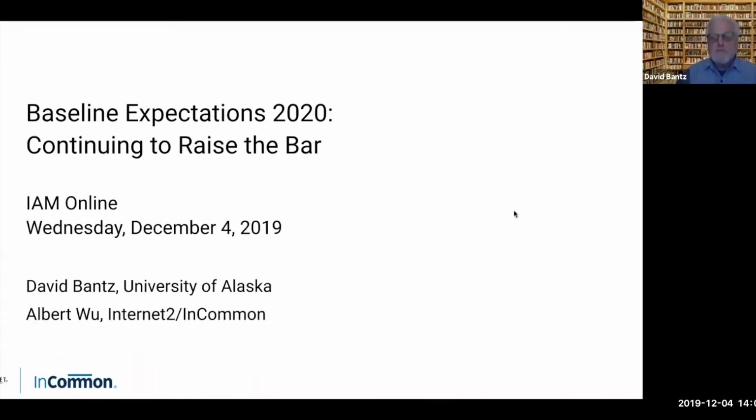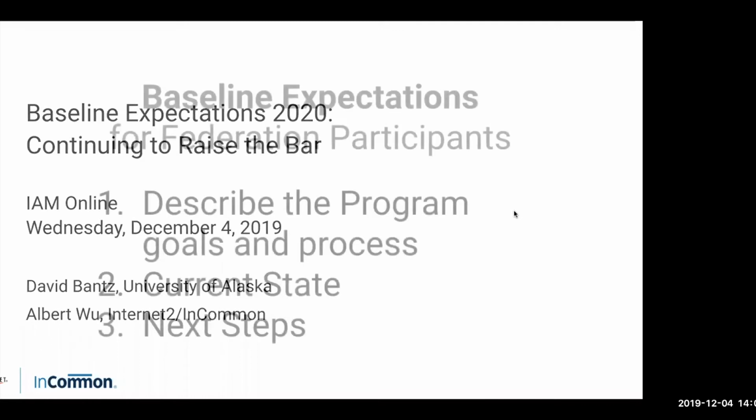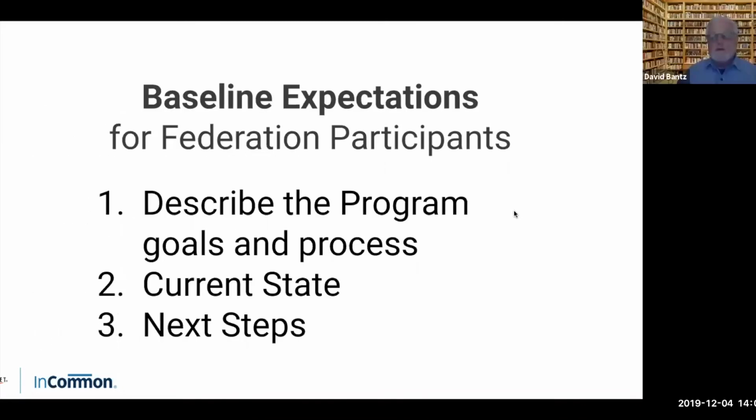Let's see, am I sharing my slides accurately? Yep, looks good. The title slide is up. Okay, great. So the outline for the presentation is pretty simple. Describe the program in a few slides, goals, and the processes we used. What's the current state? And then finally the next steps, in which we're hoping for some participation from others.